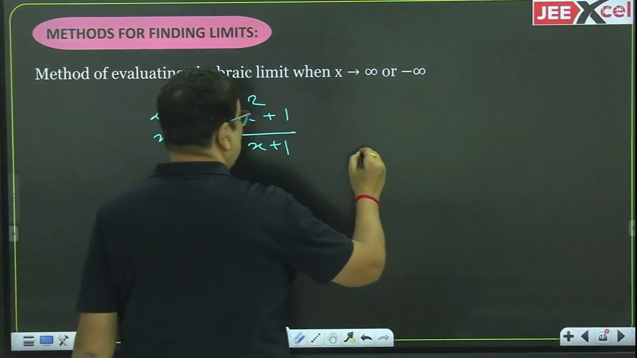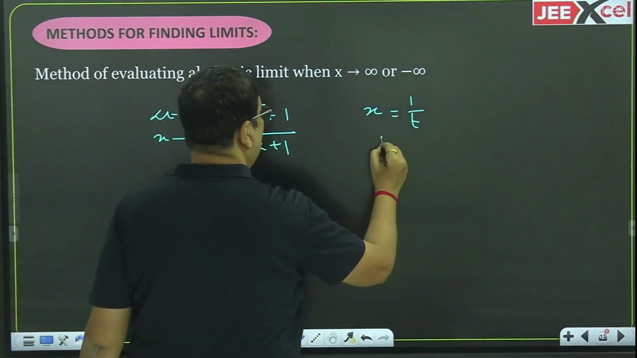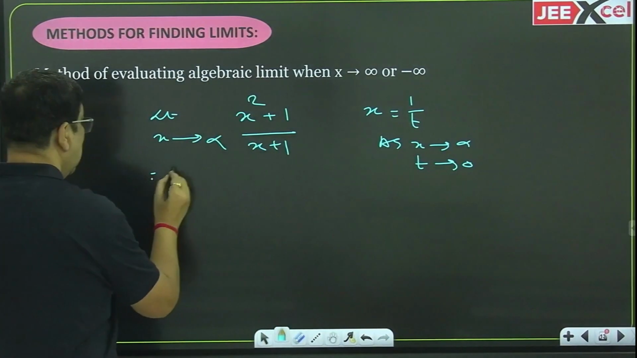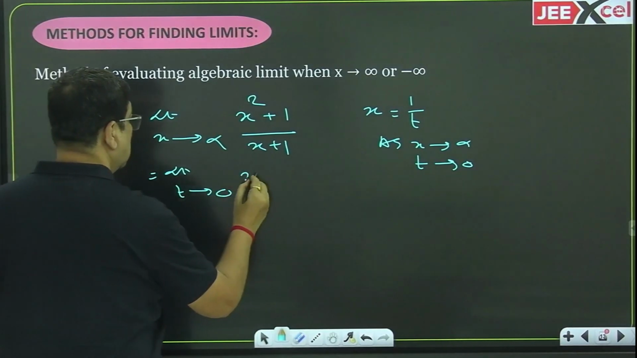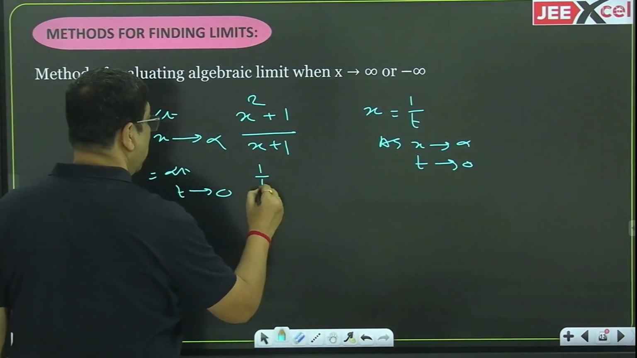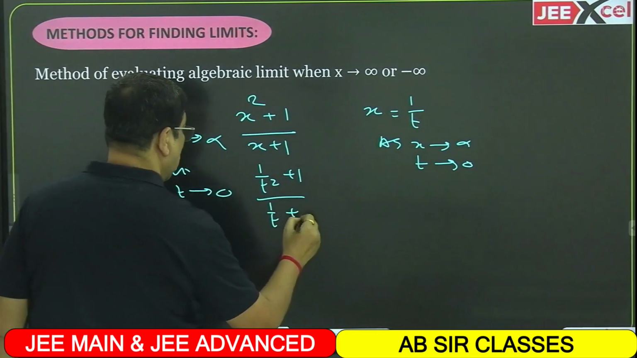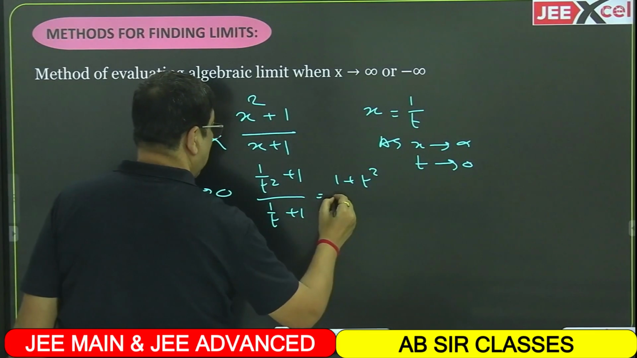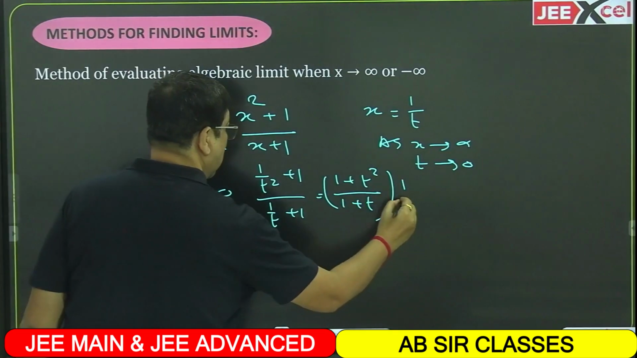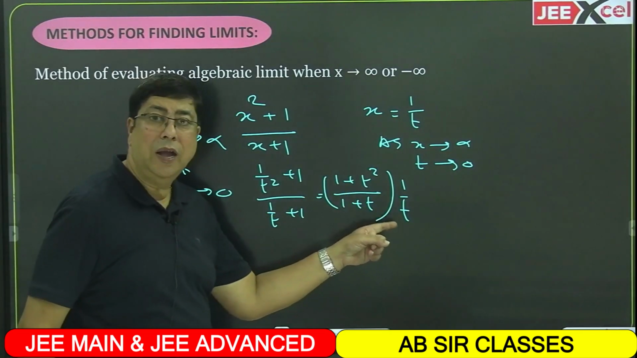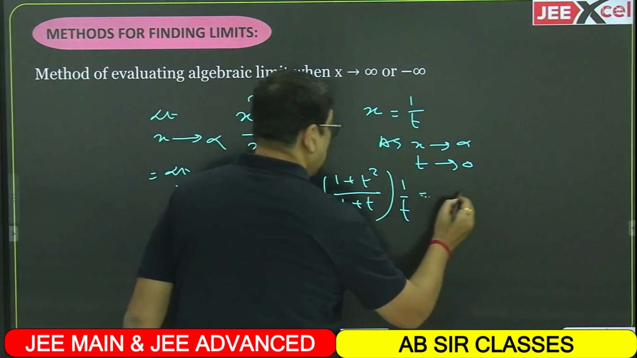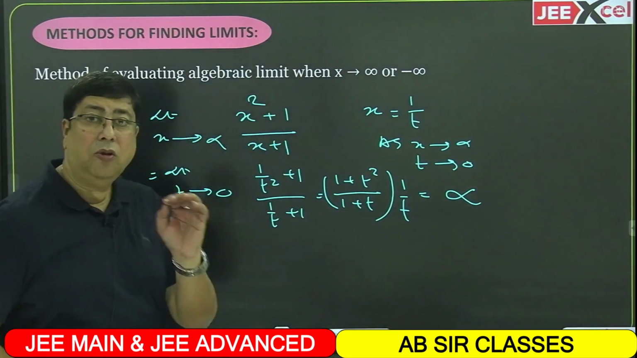There are two ways we can say. Suppose x equal to 1 by t, as x tend to infinity, so t tend to 0. So we can say here limit t tend to 0. So take x square common, and in place of x you put 1 by t, 1 by t square plus 1 by 1 by t plus 1, that is 1 plus t square by, what is happening here, 1 plus t into 1 by t. Now put 0 in place of t, but the denominator is 0, so here anything by 0, this is coming infinity.